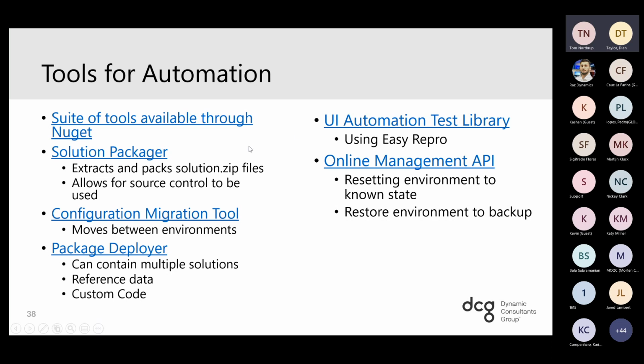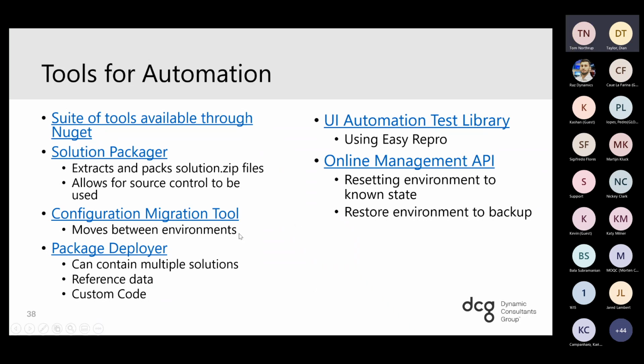So the suite of tools is available through NuGet on Visual Studio. The solution packager extracts and packs solution files and allows for source control to be used. So now, if you use solution packager, it will unpack a solution and create it as individual files in a source control folder. And then you can use solution packager in your automation in the pipeline to package together the changes into one solution and move that solution forward.